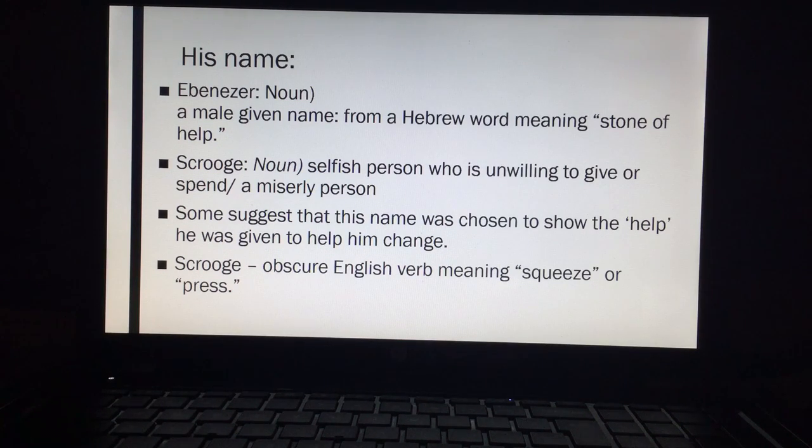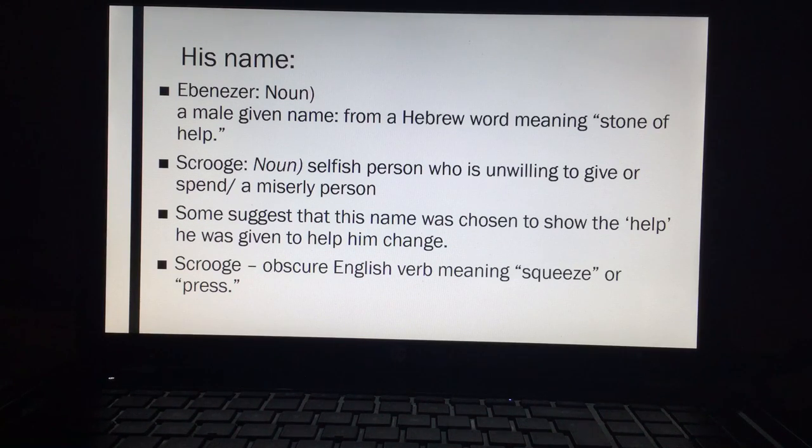If you are analysing in more depth and judiciously, as the examiner puts in their mark scheme, then stone of help is even more important, because in the opening stave, Scrooge is described as hard and sharp and somebody cold, and that reminds us of a stone. So in this instance, stone of help, we've got a twofold. We've got the fact that he is helped by the ghosts to change, but also this idea of stone.